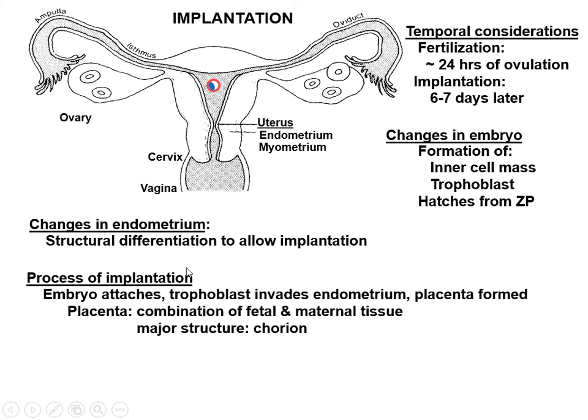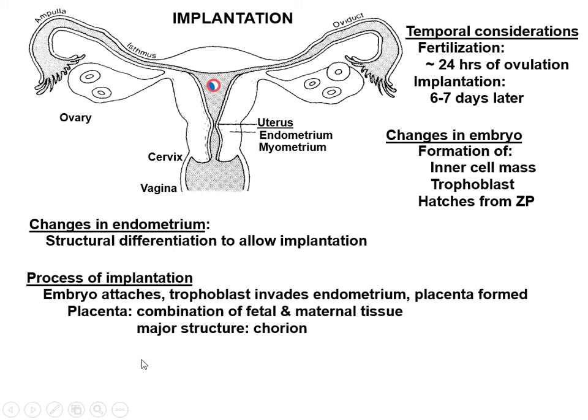Now, basically what happens with implantation is the embryo attaches to the endometrium. The trophoblast cells actually invade the endometrium, releasing some enzymes, and interact with the cells in the endometrium to form the placenta. Now, the placenta is basically a combination of fetal and maternal membranes. One major structure that we'll talk about a lot in our next lecture is the chorion.